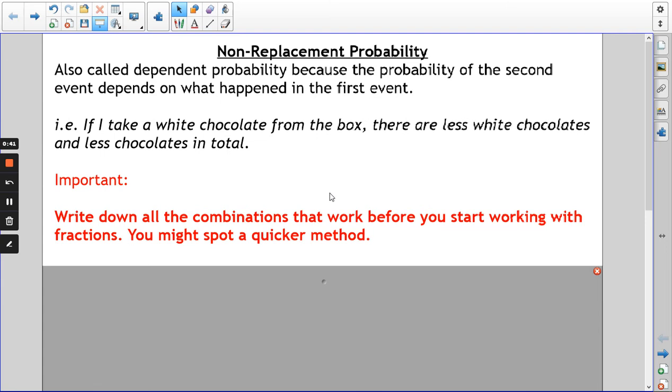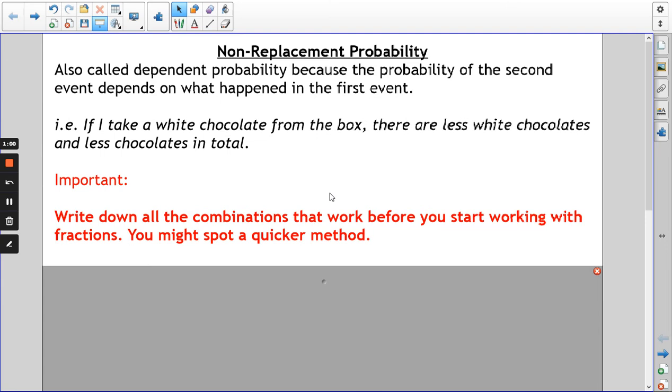So the probability of me picking the first white chocolate is going to change all of the other fractions for when I pick my next chocolate, which I definitely will be picking, at least one chocolate. You don't need to write this down necessarily, but if you want to, you can.